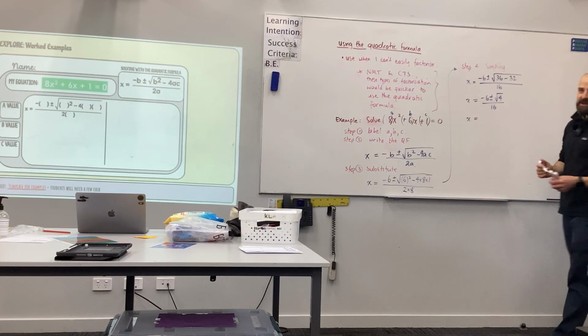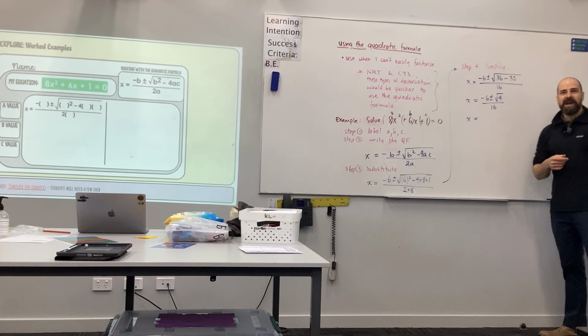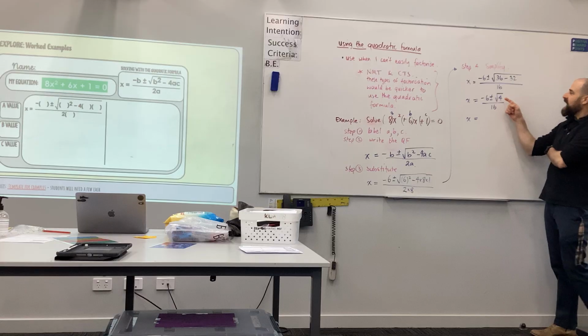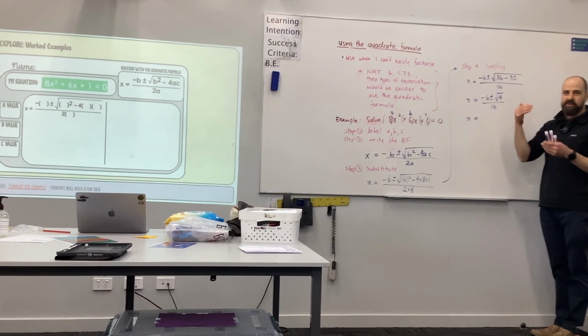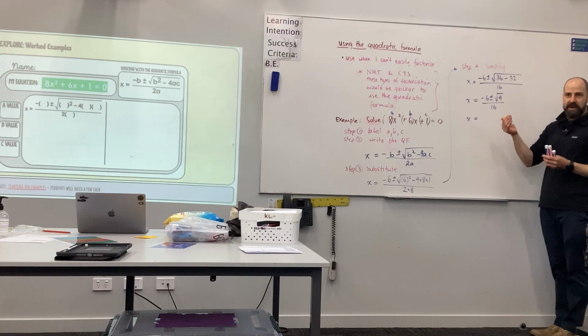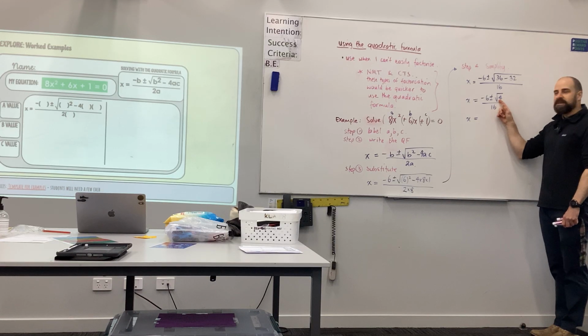Sam, what can I do next? Get rid of the fraction. No, I can't get rid of the fraction yet. The reason I can't get rid of the fraction is because square roots are the same as having the power of 1/2. Remember when we did indices, square roots are the same as the power of a half. And in BODMAS, we have to do square roots before we can do division. So what am I going to do next? Get rid of the square root. What's the square root of 4? 2.